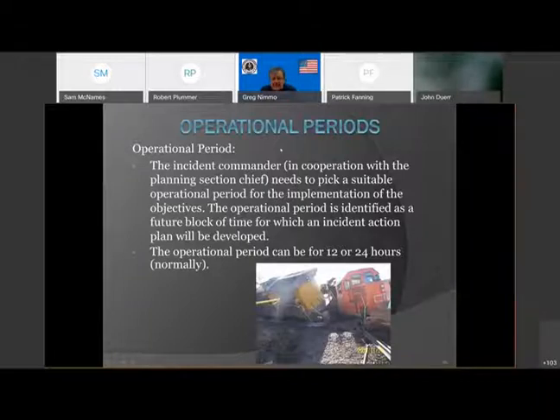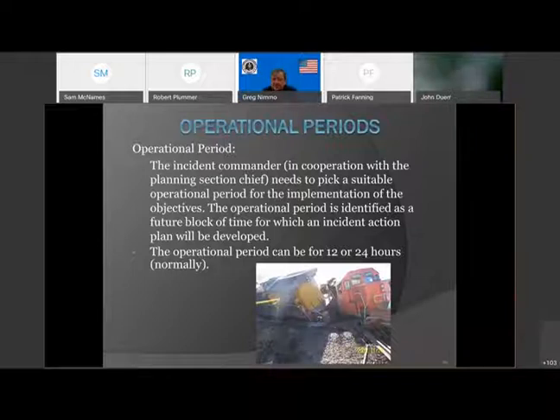All right, operational periods. Operational periods are very important because we have to decide how long our operational period will be, where we implement this IAP and make it work. I will tell you that in the state of Illinois, when we've typically implemented these, they're either 12 or 24 hours. Now, that's not saying that the staff has to work all 24 hours. You can still have shift changes in these operational periods.